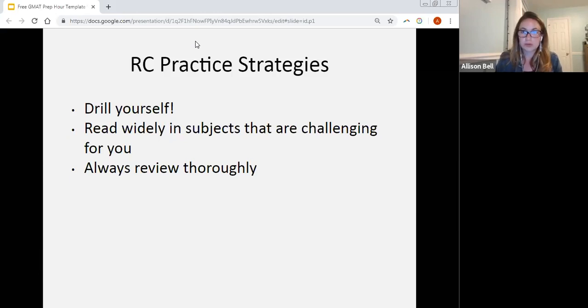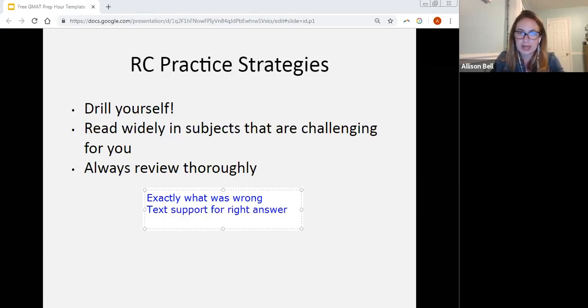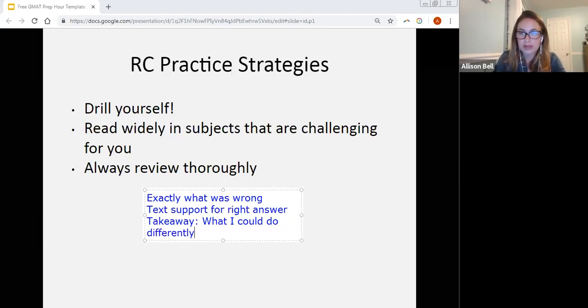So when you review a reading comprehension passage and the questions, especially the ones that you missed, you want to make sure that you know why you picked the answer you did, but you also want to know exactly what was wrong with the answer that you picked if you got it incorrect. You want to know what is the text support for the right answer, and you want to come up with what we call a takeaway, which is something general that I could do differently the next time I do a reading comp question in order to help me get it right.